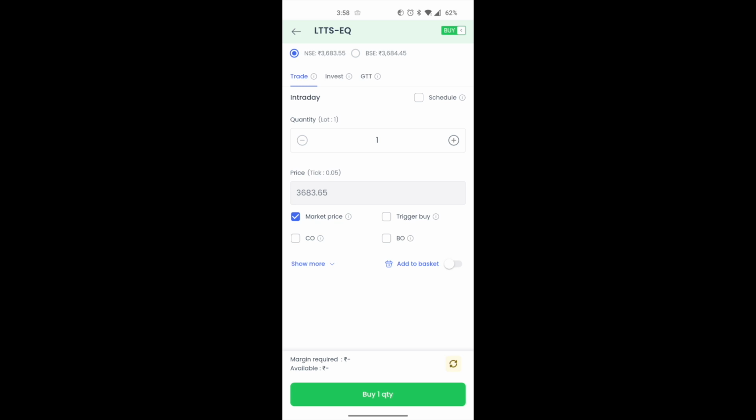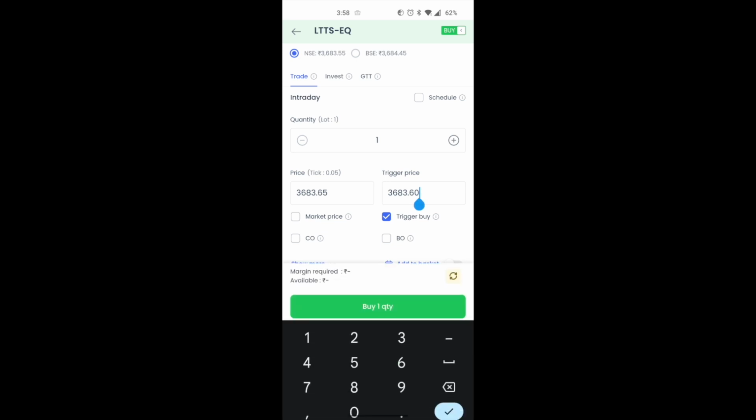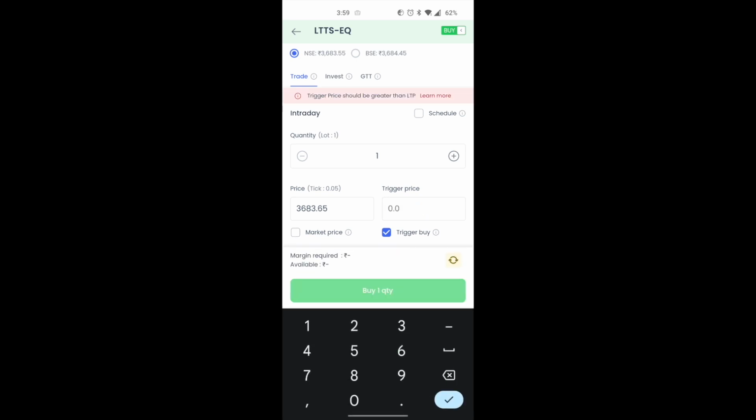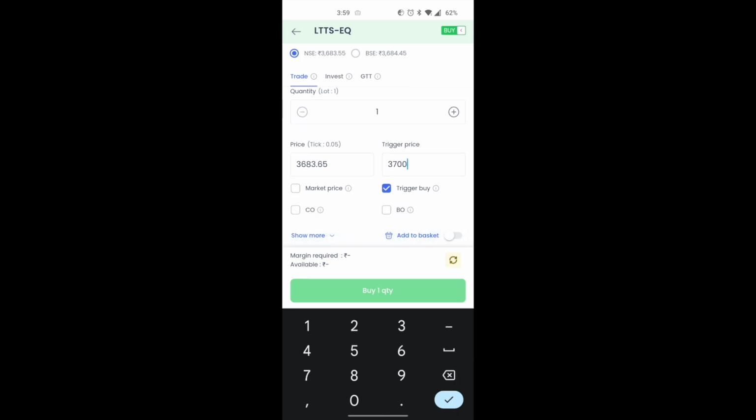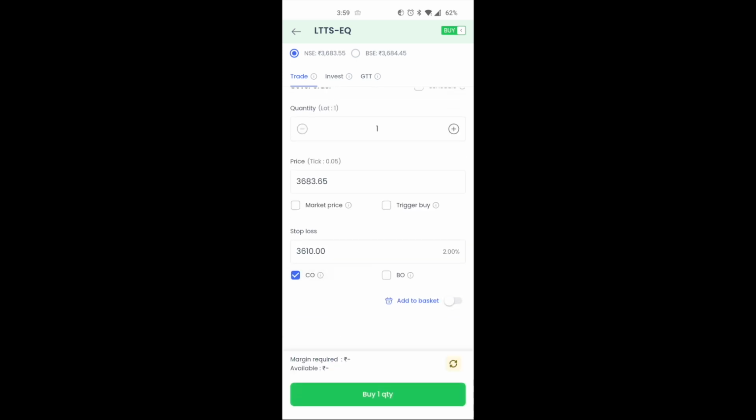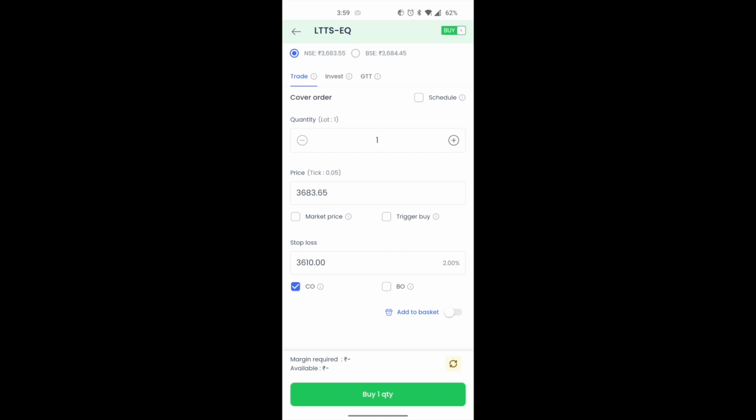Once you place a trade order, you have a market price buy order and a trigger price buy order. Market price buy order is nothing but the moment you place an order, it will take the market value and execute your order. If you take a trigger price buy order, set the limit price whichever you want. If I am keeping 3,700, then you can keep that trigger value, accordingly the order will get executed. If you want to place a CO, which is nothing but a cover order, then you can also place a trigger order as well as you can also place a stop loss order.